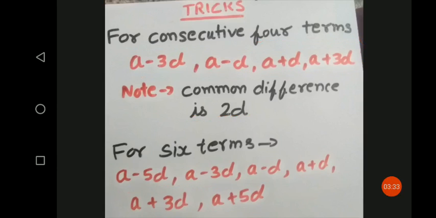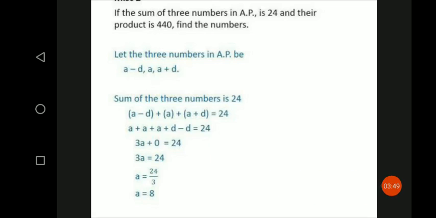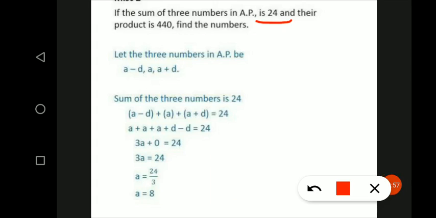Now we will solve one question based on this trick, and see how this trick makes our calculation simple. So here is the question, which says that the sum of 3 numbers of an AP is 24 and their product is 440. Find the numbers. Instead of the product they can give anything else also, and they can ask to find the numbers.